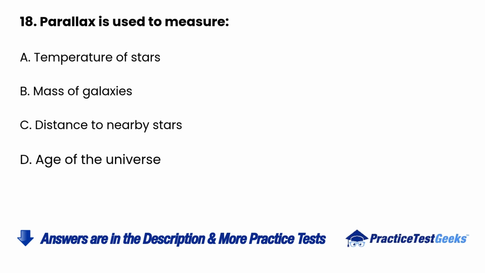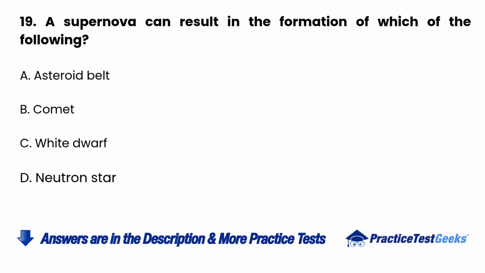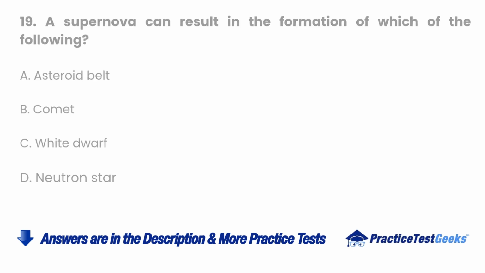18. Parallax is used to measure A. Temperature of stars. B. Mass of galaxies. C. Distance to nearby stars. D. Age of the universe. 19. A supernova can result in the formation of which of the following? A. Asteroid belt. B. Comet. C. White dwarf. D. Neutron star.